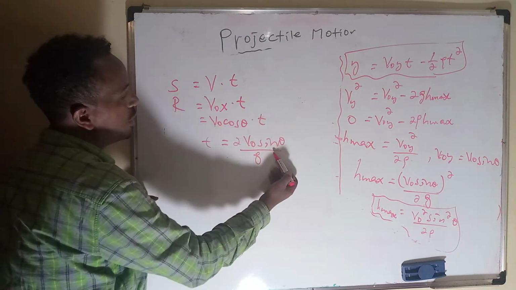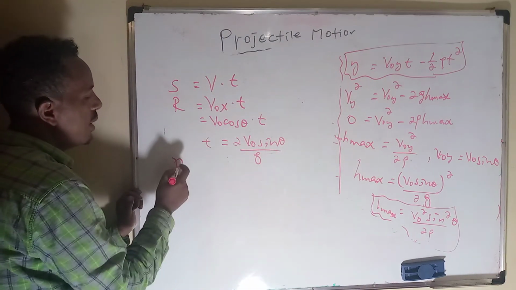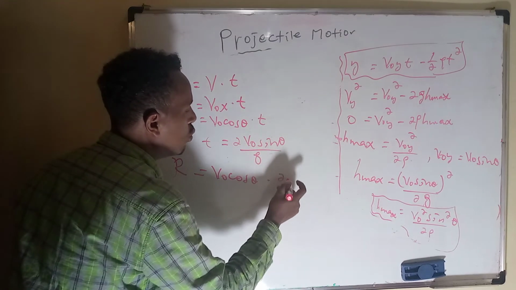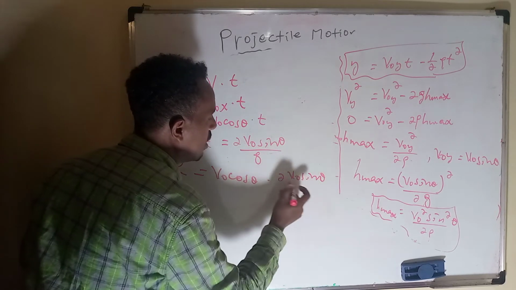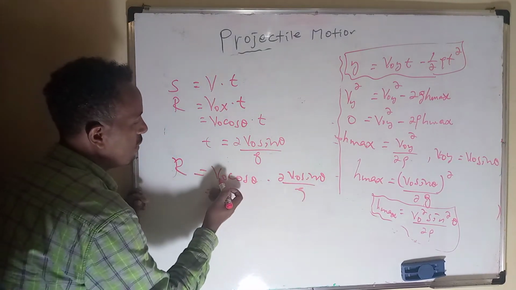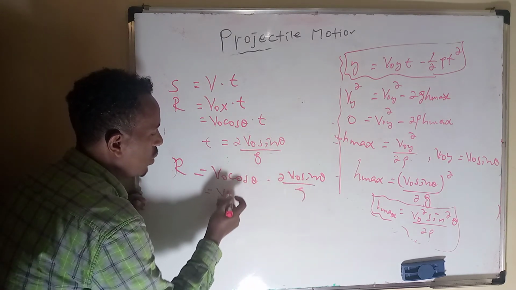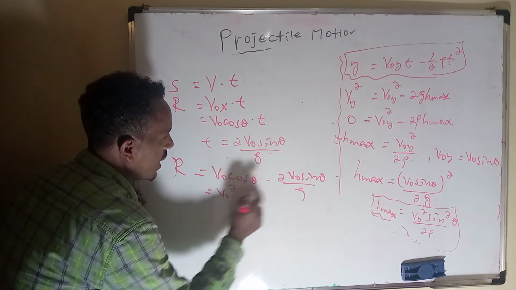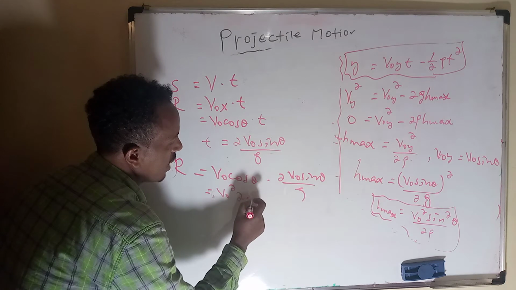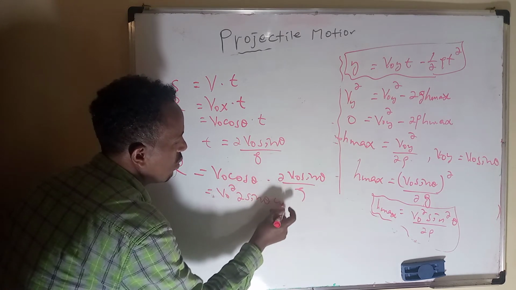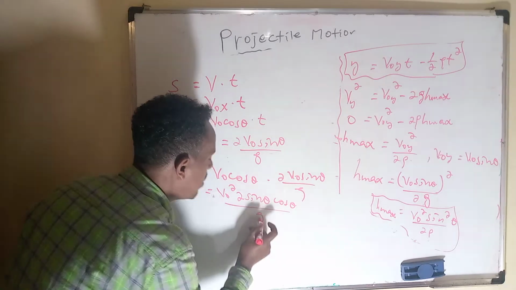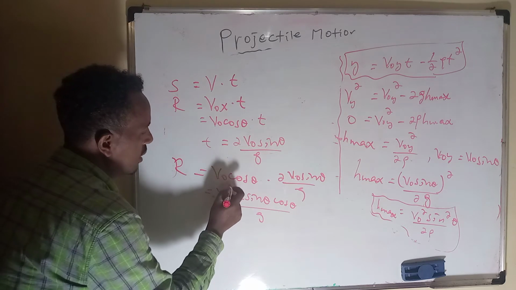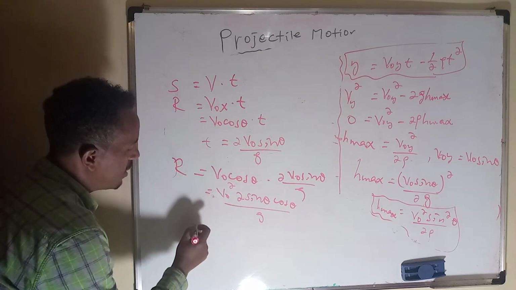Now we substitute this expression of time here. Range is equal to v initial cosine of theta times 2 v naught sine of theta over g. This is v naught times v naught, which gives v naught square. We have 2 times sine of theta cos theta over g, and this equals the range.